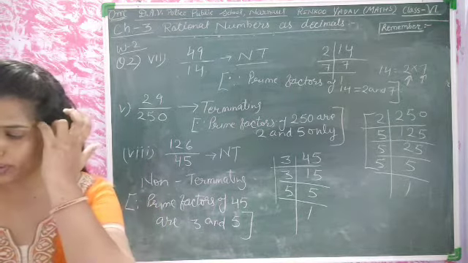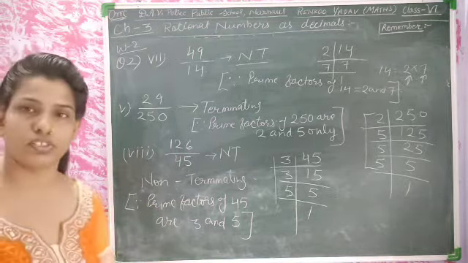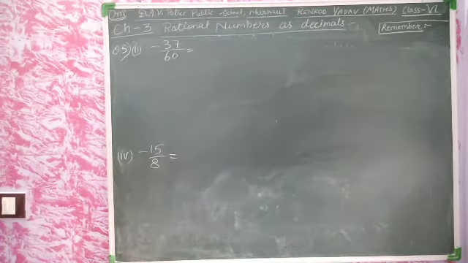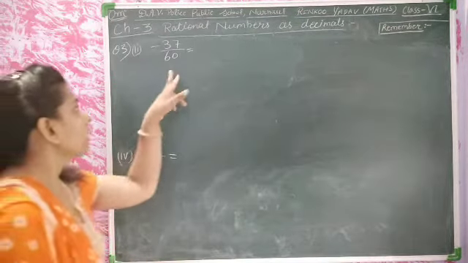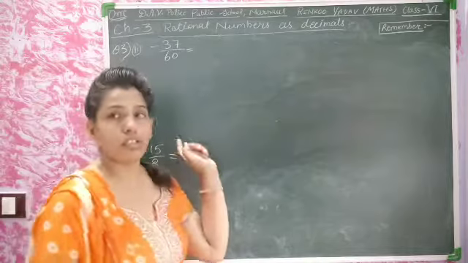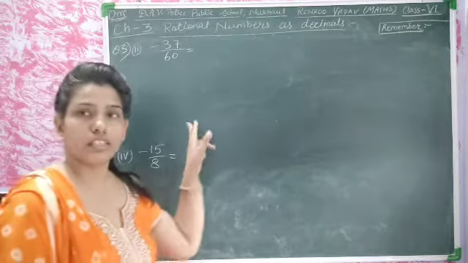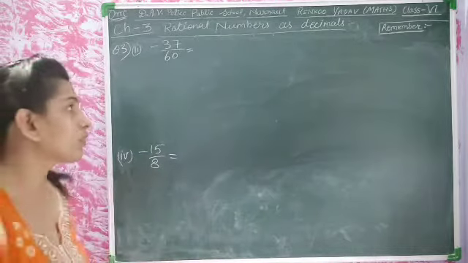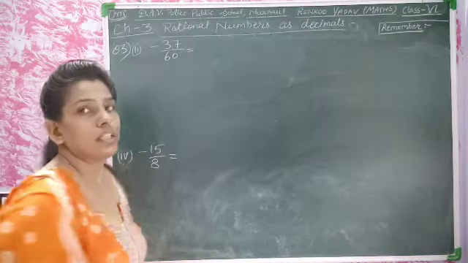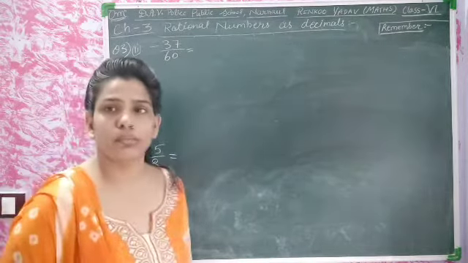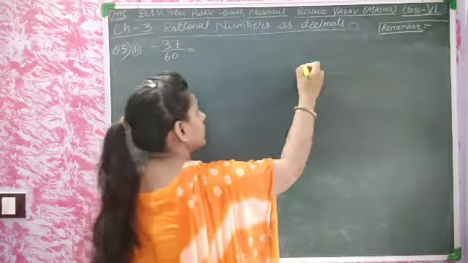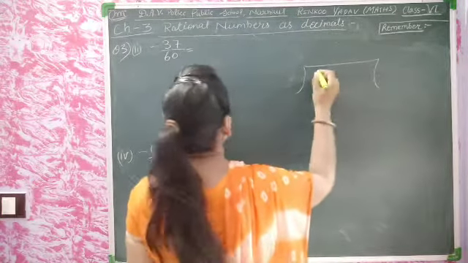Now we will do the question number 3. Let's see here. Now students, here we have to find out the decimal representation of these rational numbers. These numbers are given here and we have to find the decimal representation. Then how? By long division method, simple. If not given, then use the long division method.